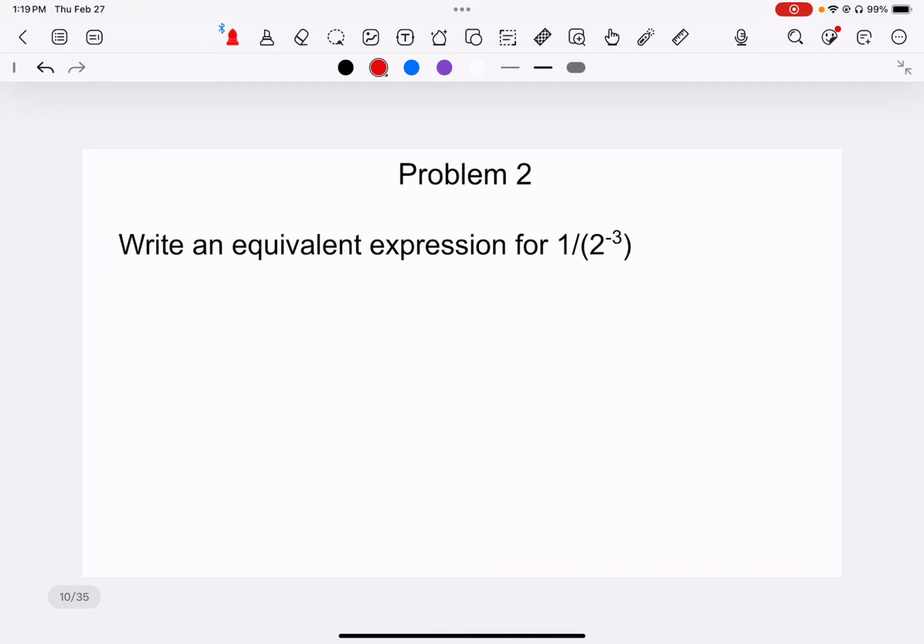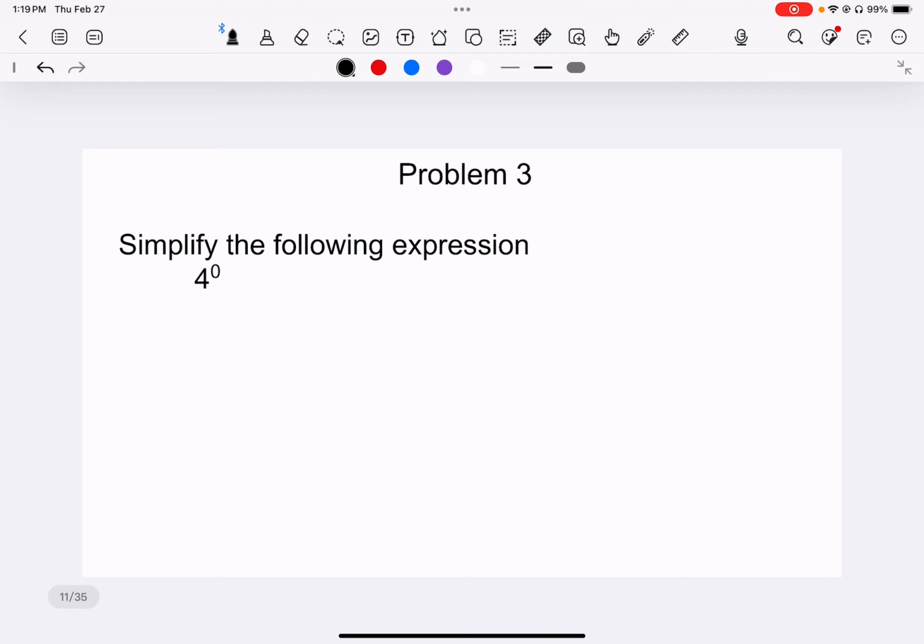Write an equivalent expression for 1 over 2 to the negative third power. Again, we cannot have a negative exponent, so since my term with the negative exponent is in the denominator, I'm just going to move it to the numerator. So I would have 2 to the third power as my term with a positive exponent.